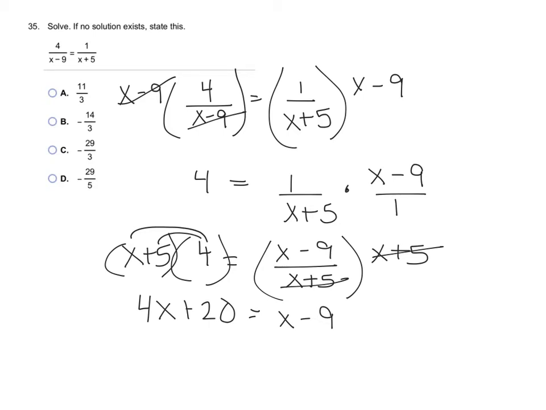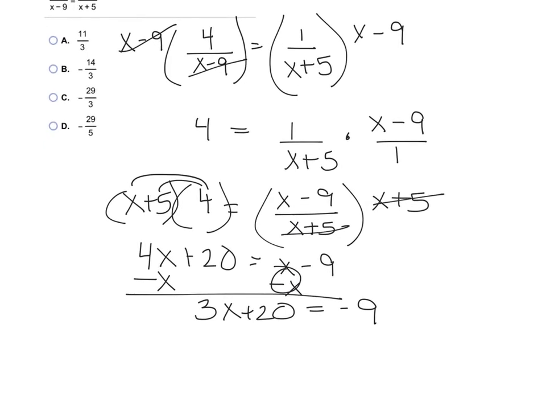Now I have something that's very manageable. To solve this, I'm going to get all my x's on one side and all my numbers on the other side. So I'll subtract x on both sides. This will leave me with a 3x plus 20 equals a negative 9.